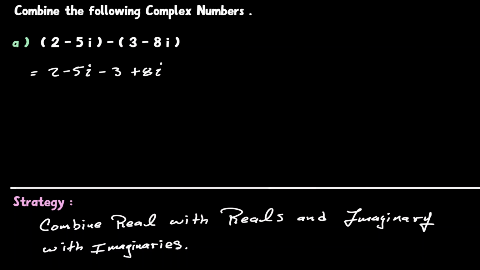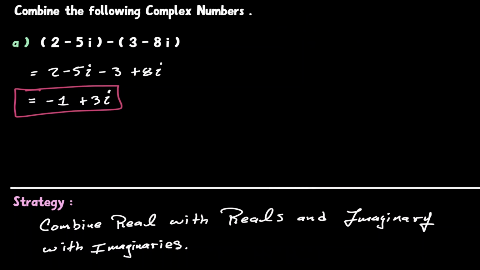Now let's combine reals with reals. So 2 minus 3 is going to give us negative 1. And now let's combine imaginary with imaginary. Negative 5i plus 8i is going to give us positive 3i. And now we are done.